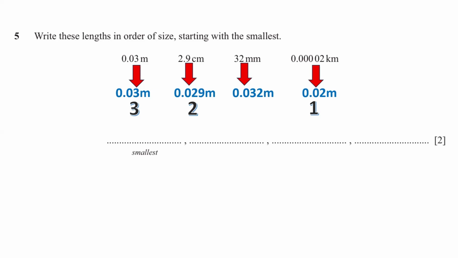We label this 4. We can now arrange according to our label in the answer space provided: 0.00002 kilometers, 2.9 centimeters, 0.03 meters, 32 millimeters. Note, always ensure you are arranging with the original numbers given. Let's proceed to the next question.